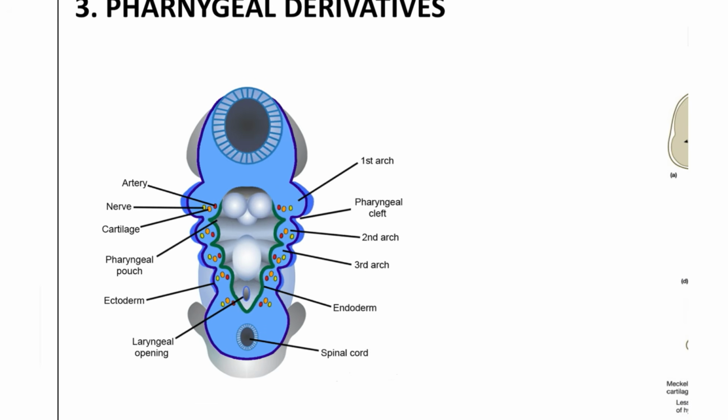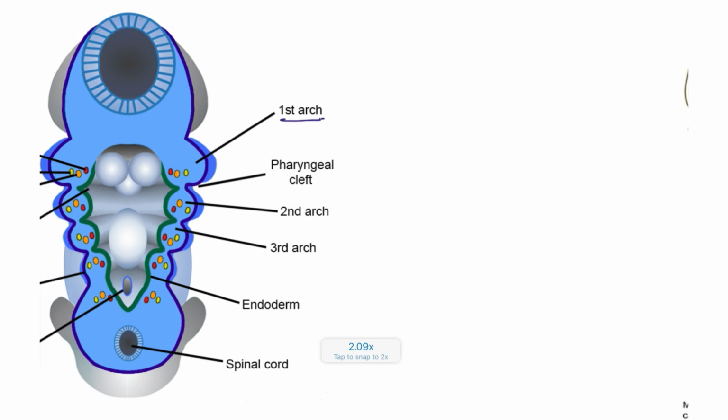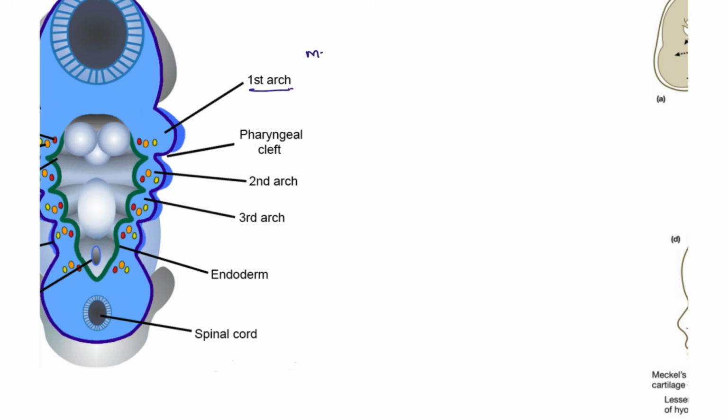Next, the pharyngeal arches and the pharyngeal derivatives. So pharyngeal derivatives are most important, guys. We all know that the pharyngeal arches are going to give rise to arteries and nerves, and also some of the organs. Let's see one by one. The first arch is going to give rise to the maxillary artery, and also the mandibular nerve, and malleus and incus. Okay, malleus and incus also come from the first arch.